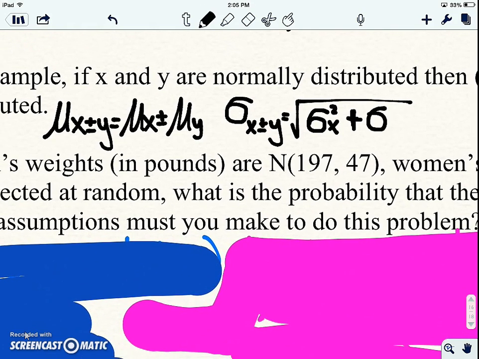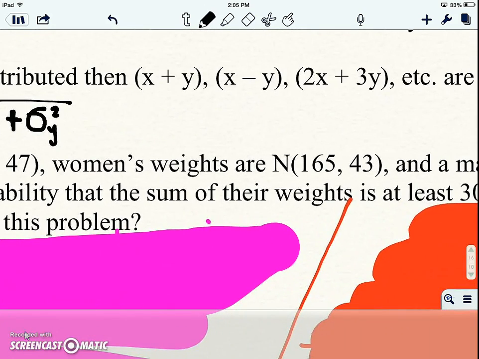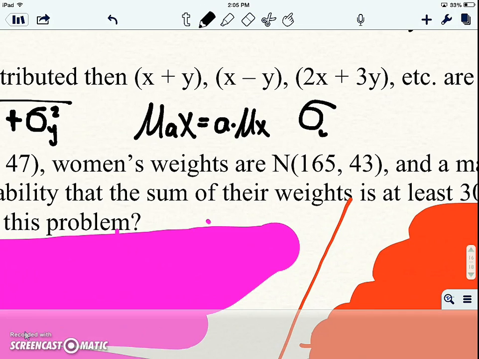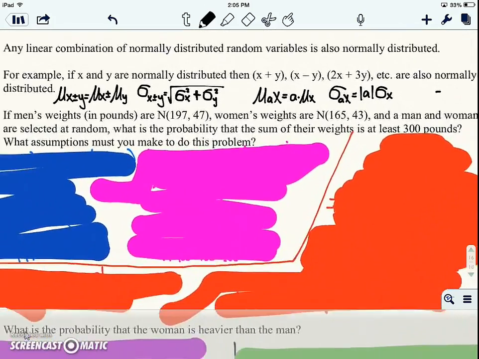the variance of y. Or if you're multiplying, the mean of some constant times x, so ax, is just a times the mean of x. And for the standard deviation of some constant times x, if that constant is a, that's the absolute value of a times the standard deviation of x. And we could also use them in combination. Let's look at an example.